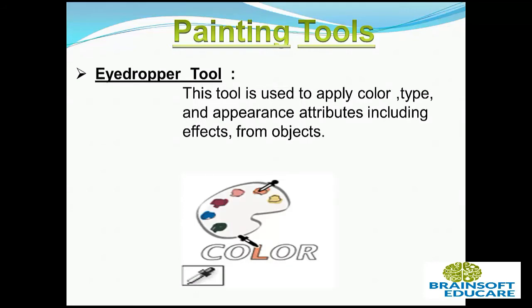Eyedropper Tool. This tool is used to apply color, type and appearance attributes, including effects, from an object. This is the symbol of the Eyedropper Tool.